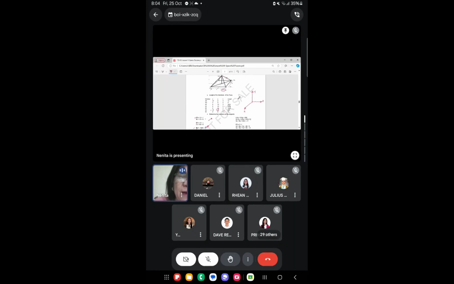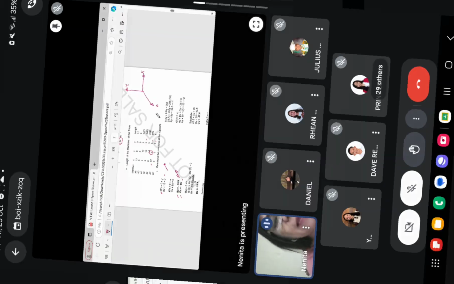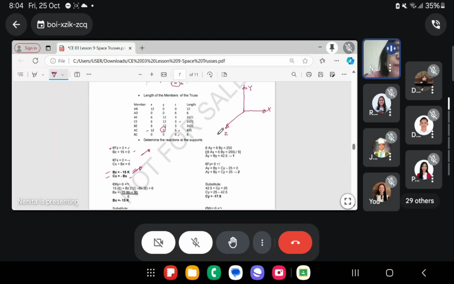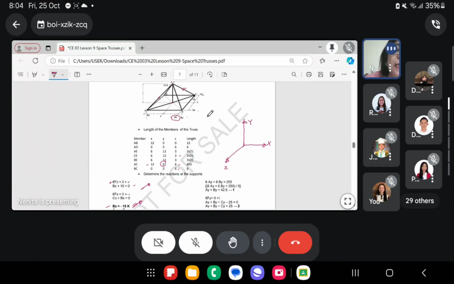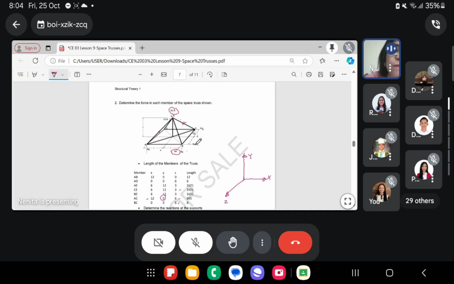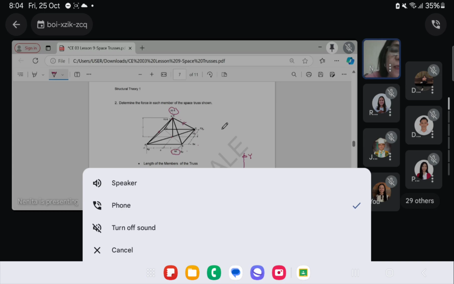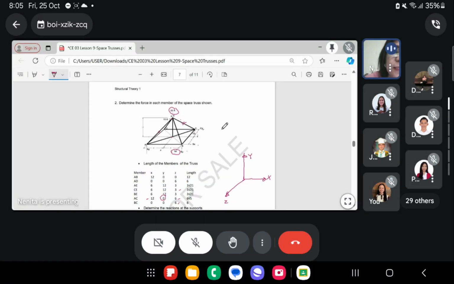So, therefore, we have 15 times 6. Where is the 15? This is our y-axis. So, we have 15 times 6. Okay?